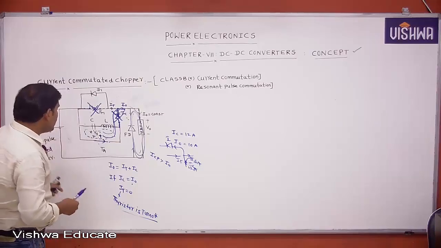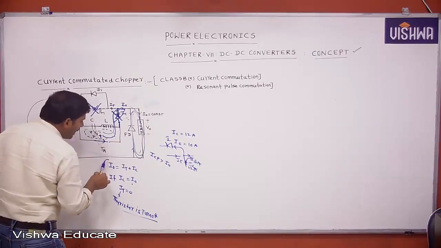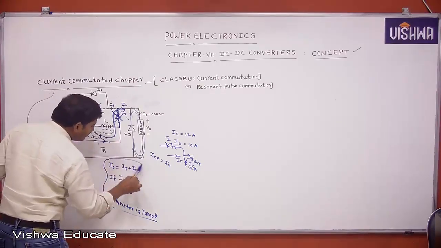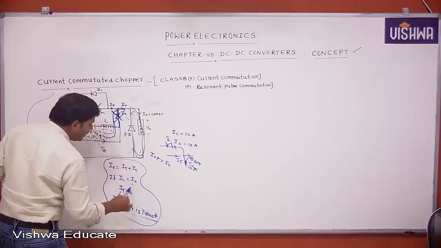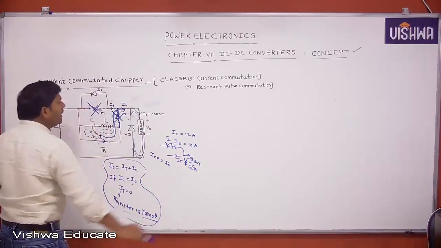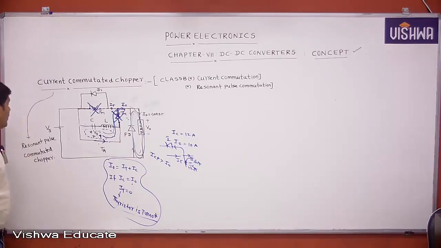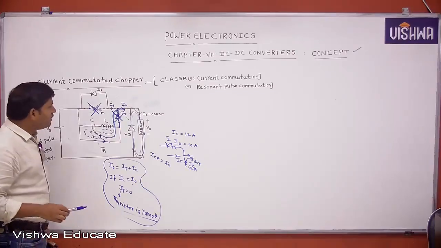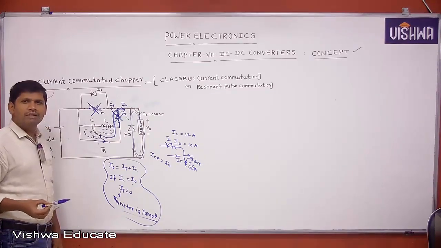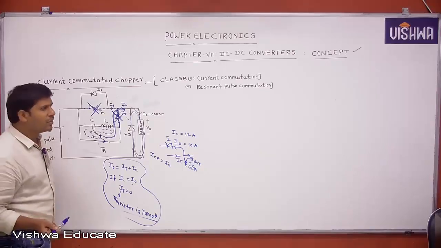That means, I0 equals IT plus IC. If IC equals I0, IT equals 0, then the thyristor will be turned off. Okay. Now, this operation is not important. Based on this operation, there are some points I want to list out that are important from the commutation point of view.